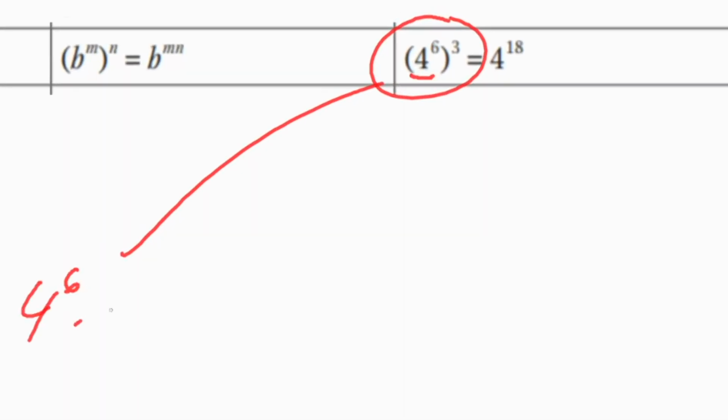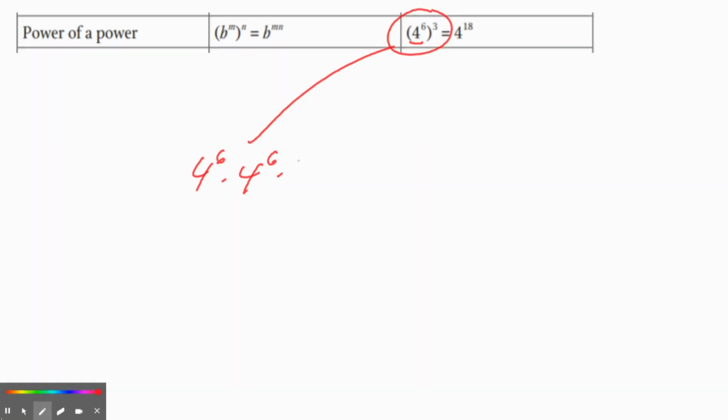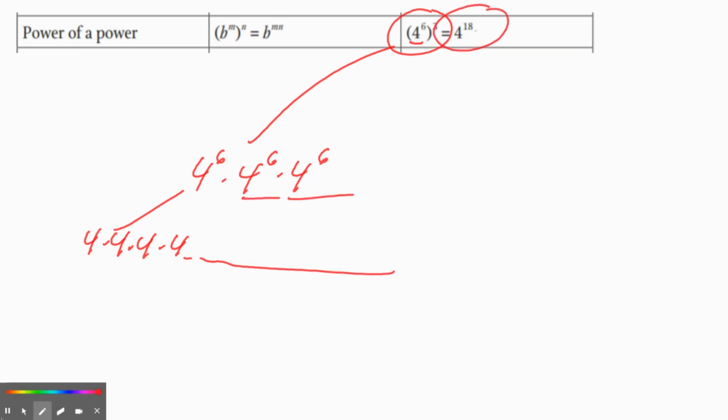4 to the 6 times 4 to the 6 times 4 to the 6. And then you can write them out even further. I could write out 4 times itself 6 times, 4 times itself 6 times, 4 times itself 6 times. You're going to get 4 times itself 18 times. Okay, so that's called power of a power.